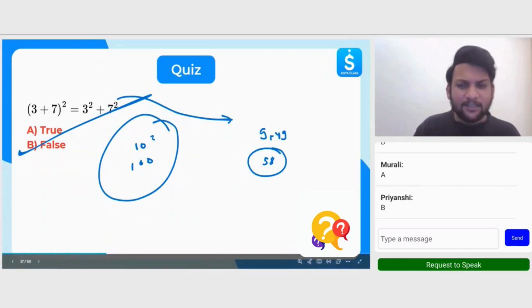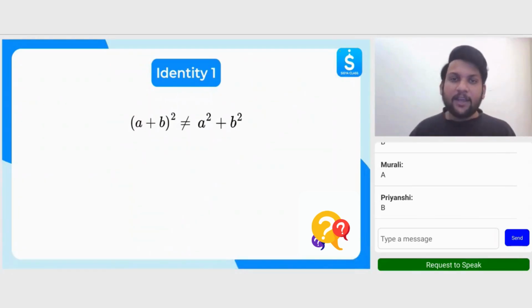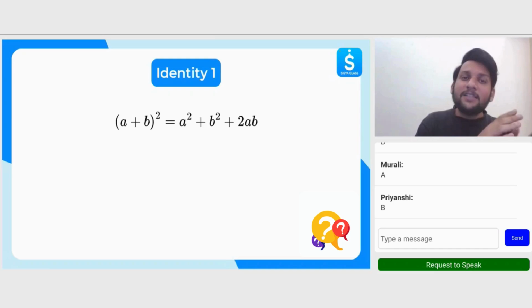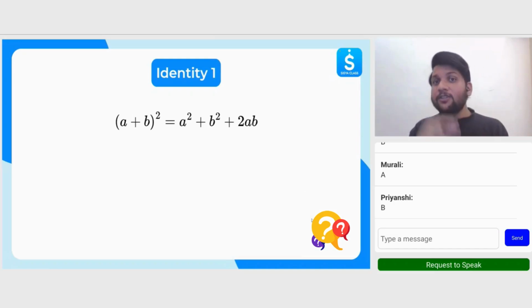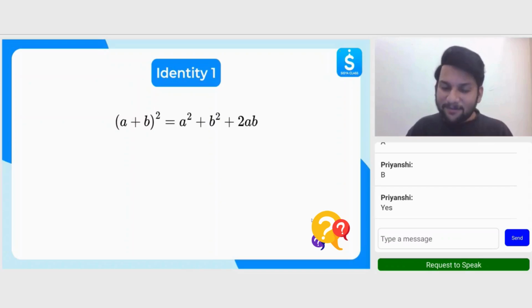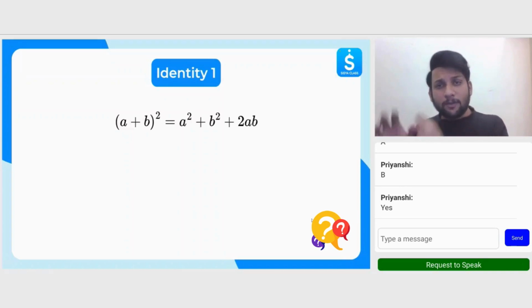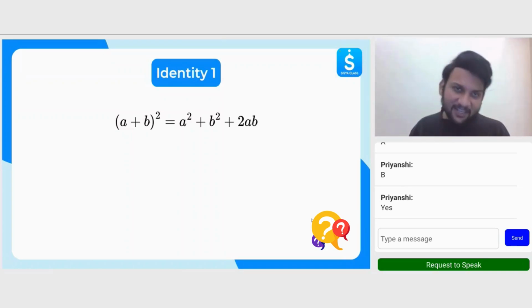So we have studied, dear students, that a plus b whole square is not equals to a square plus b square. But here comes the most important question. What is it equals to? Let me tell you. A plus b whole square will be equals to a square plus b square plus 2ab. How this 2ab comes, I will explain. Don't worry. But for now, just remember this. A plus b whole square is equals to a square plus b square plus 2ab.